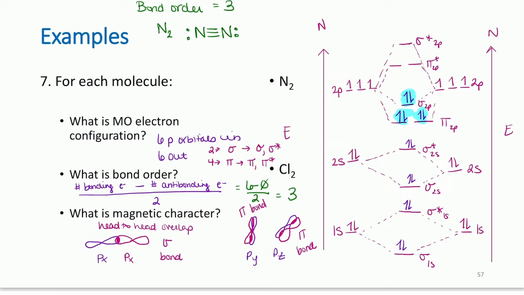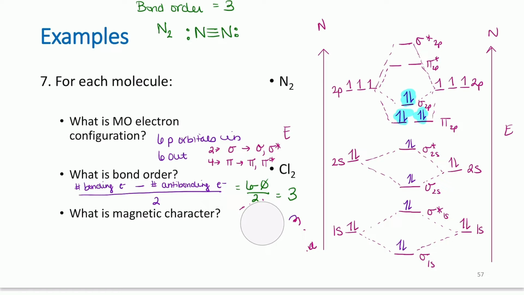Lastly, we want to know the magnetic character. What does magnetic character mean? Magnetic character is basically, will it respond in a magnetic field? I determine this by finding out if the molecule is paramagnetic or diamagnetic.